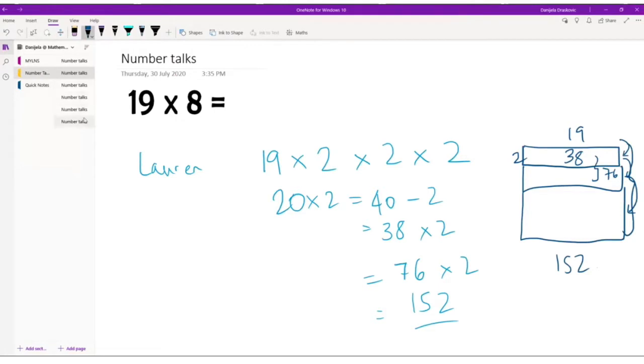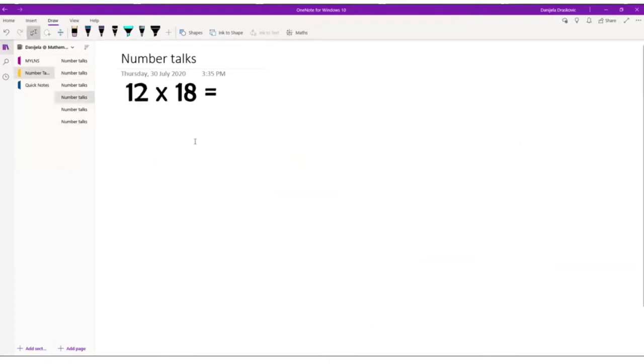And now what I want to do is move on to the next number talk. So we've had a go at 19 times 8. Now again, without pen or paper, I want you to have a go at this one, 12 times 18. A little bit trickier, but I think still doable. So just in your head, we'll give you a few minutes. Please share your answers in the chat box, and then we'll have a few people contributing again to the discussion.